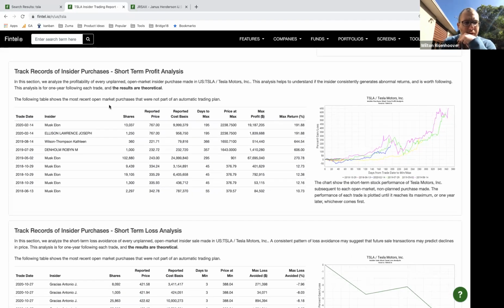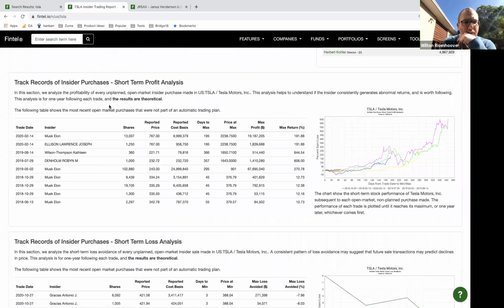Okay, so now we start talking about the track records here. What I've done here is I've said, let's take a look at all the insider purchases for all the insiders in Tesla that were not part of an automatic trading plan. So this table shows the most recent open market purchases that were not part of an automatic trading plan. On February 14th, 2020, Elon Musk bought 13,000 shares at $767. Cost basis that he stated was this, and so forth. And so this is what we do.